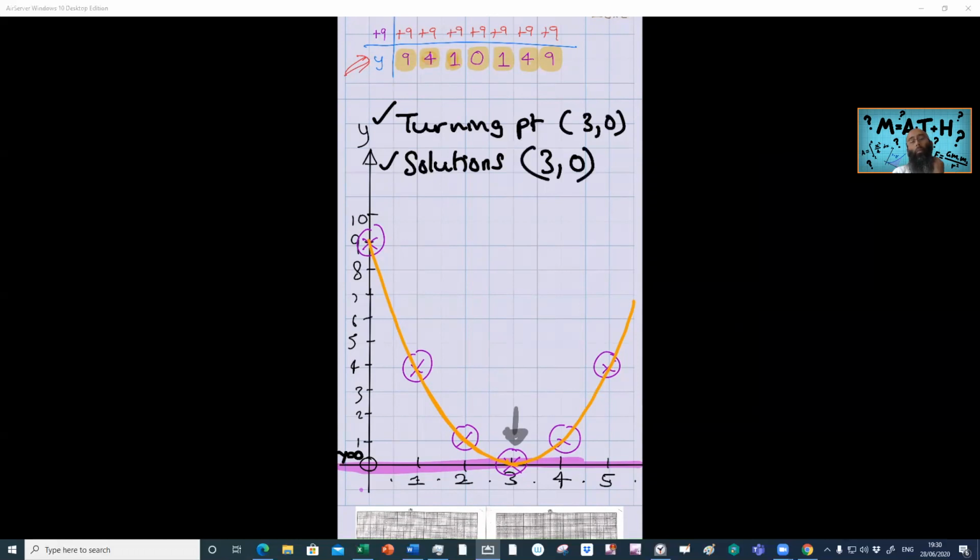So what's the solution then? 3, 0. Okay, and how many times does it cut the line? Once. That's called a repeated root. Normally with the quadratic equation, you have 2 answers, not 1.